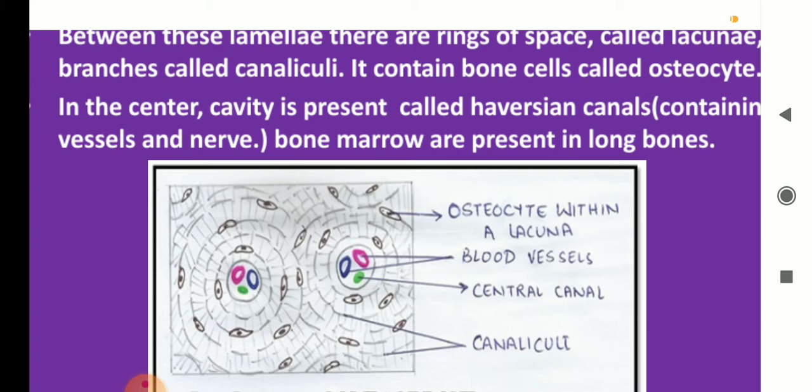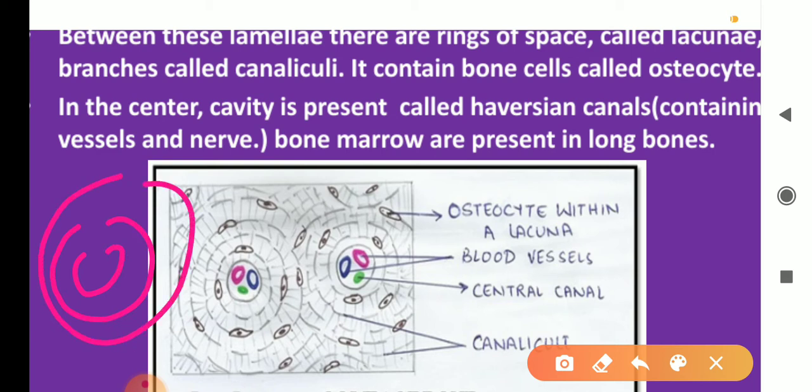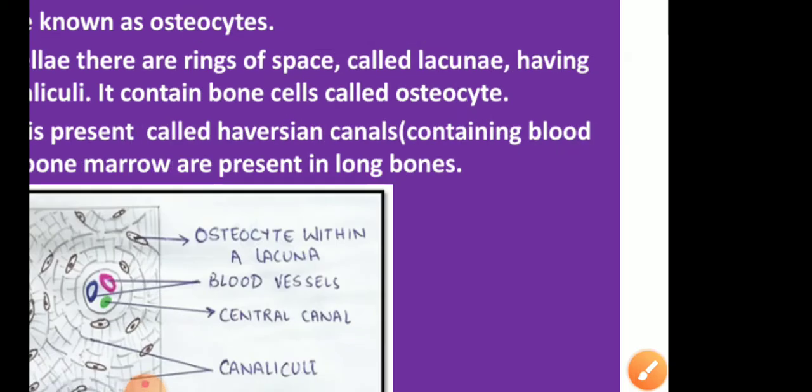Okay, once again we can revise what I said to you. The matrix of the bone is arranged in circular rings, and in between these rings some spaces are there, called lacunae, and from those spaces some branch-like structures are coming out, called canaliculi. And in between these lacunae bone cells are present. And in the middle of the bone, the central canal is present. That canal is called the Haversian canal, which carries the blood vessels and the nerves. Okay. Now see next.